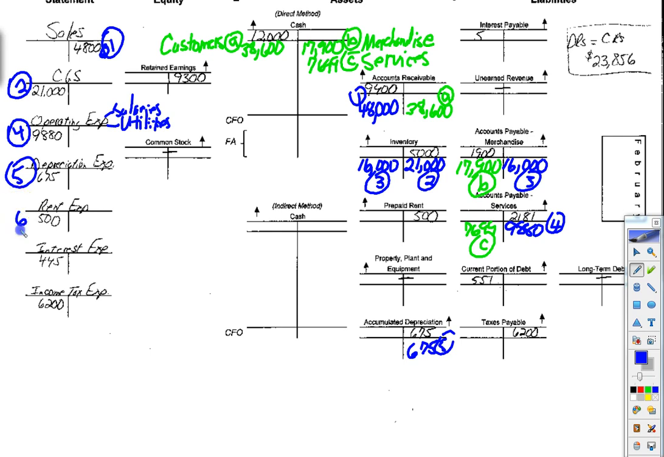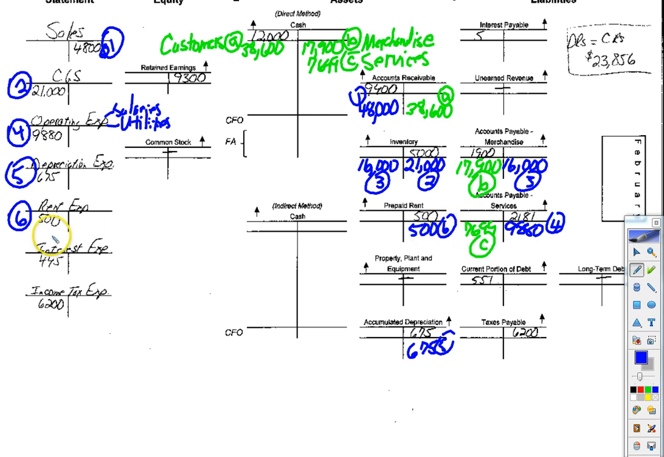All right, next one, rent expense. Well, if I see rent expense on the income statement, what might be the related account on the balance sheet? So think about that for a little bit. Hope you recognize prepaid rent. Prepaid rent goes up when cash is paid in advance. It goes down when we use the rent, which is rent expense.